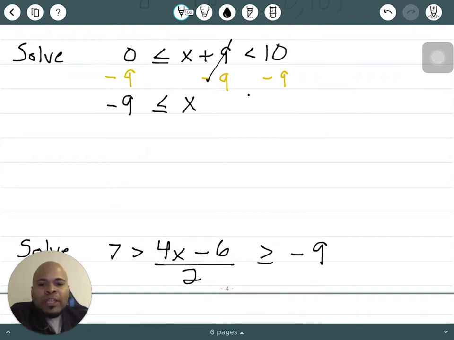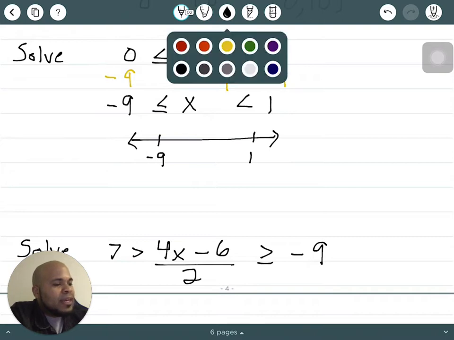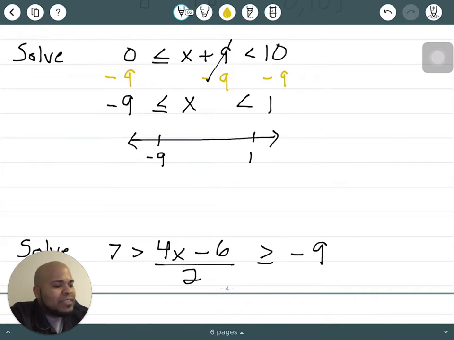One is less than or equal to, and the other one is just less than. But when I'm going to graph this, I'm still going to graph it exactly the same way. I do my graph. I have negative 9 here. I have positive 1 there. And then negative 9 is included. I'm going to start at negative 9. 1 is not included, so I'm going to put a parenthesis, not a bracket. And then everything that is in between. You start from negative 9, you end up at 1.